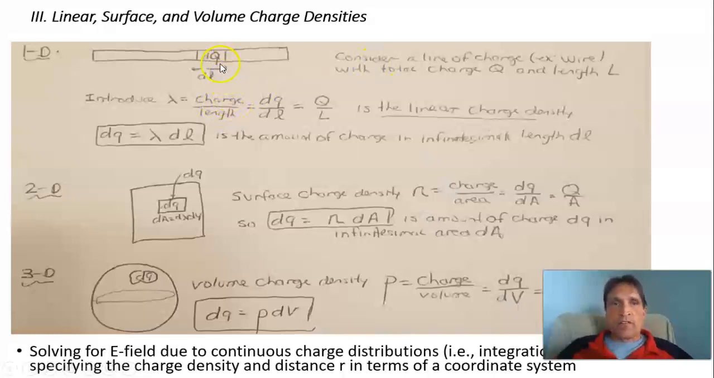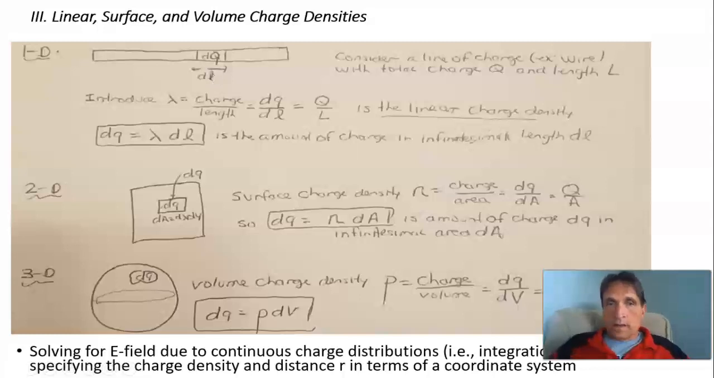That means there's an amount delta Q of charge in this length delta L, and the density, delta Q over delta L, is lambda. Now we can write this as dQ, the element of charge in this element delta L, is the charge per length times the length. So charge is the density of charge times the length, and that's the amount of charge in this length delta L.